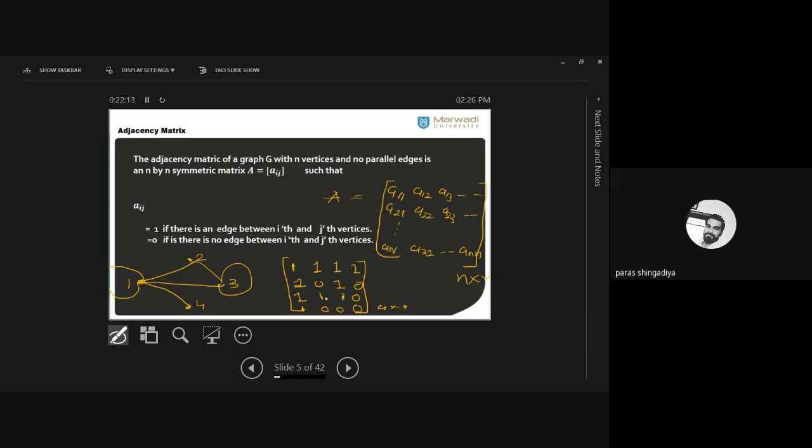Is it clear? Every time we will not map A11, A12, and so on. We'll directly write the answer as per the graph notation. Clear? For one vertex, that is also not applicable.